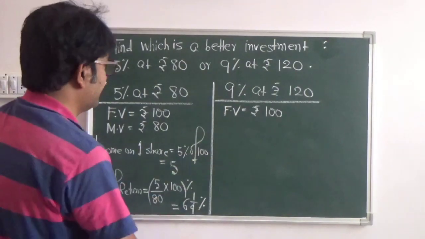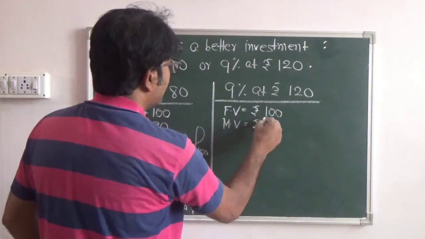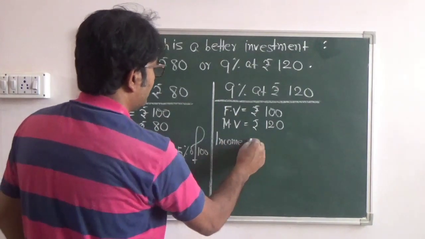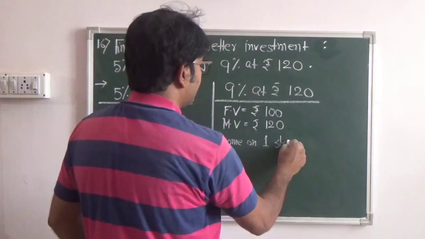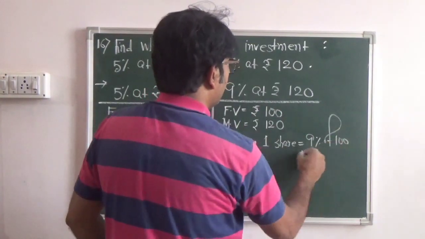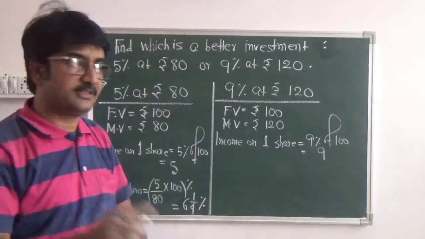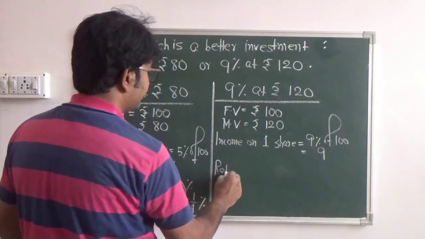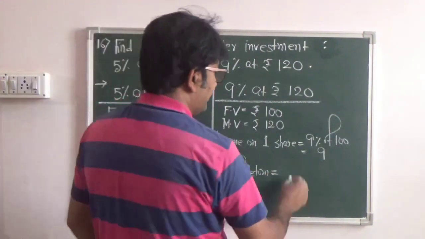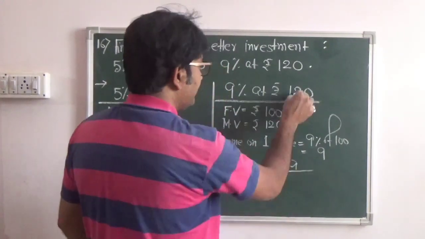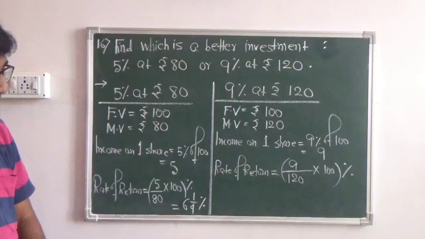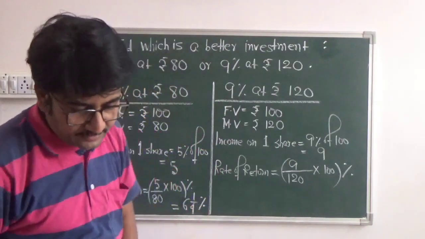Now let us check in the second condition. Here the market value is given as rupees 120. So what is 9%? Income on one share is equal to 9% of the face value, that is 9 by 100 into 100, that is rupees 9. Now what is the rate of return? Rate of return is the income on one share, that is rupees 9, divided by the market value, that is 120 into 100. So this comes to 7 1 by 2%.